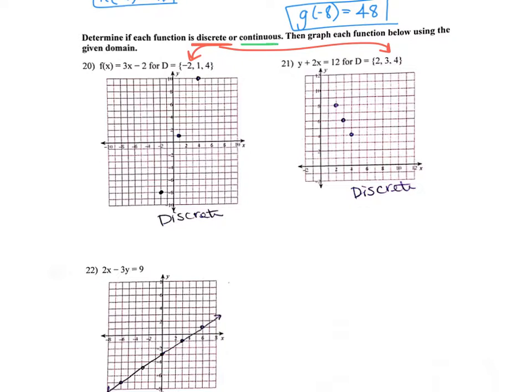And then continuous is going to be somewhere where they don't necessarily give you a domain. For instance, 22, if they don't give us a domain, we have to know the domain is all real numbers, so it's continuous. So these graphs are going to be connected. So notice discrete is disconnected, and continuous is connected. When they give you continuous, that's when you're going to have to pick 3 numbers for yourself. Okay, so let's look at 20, 21, and 22.